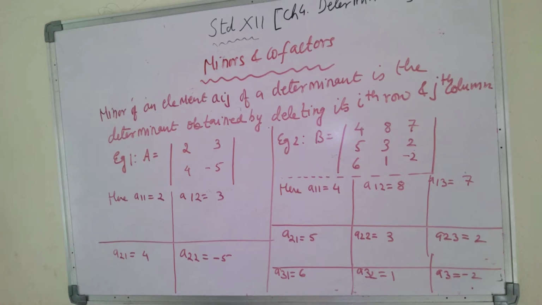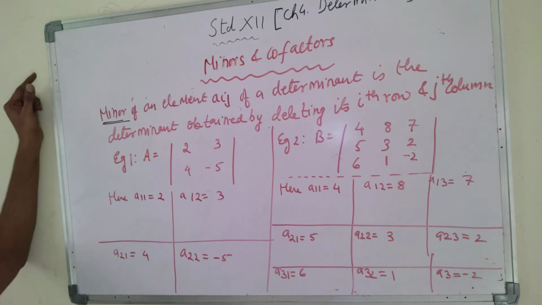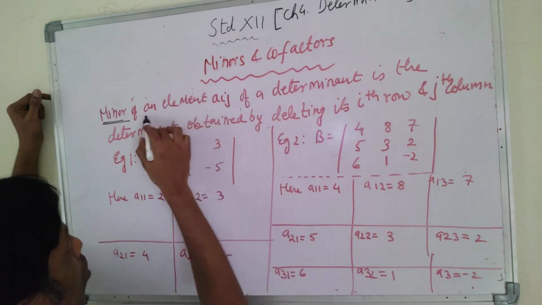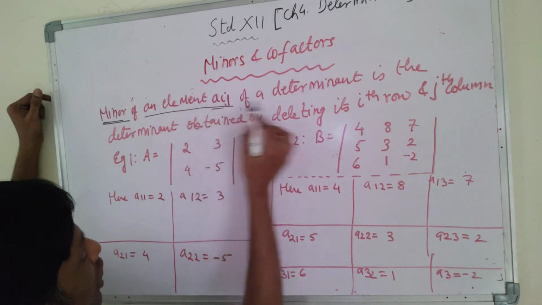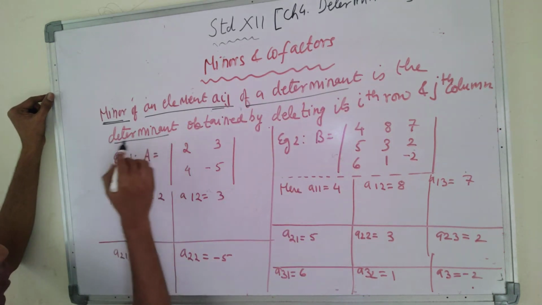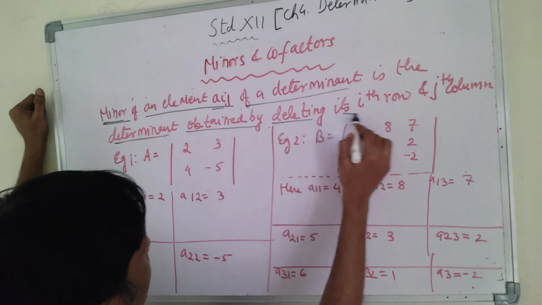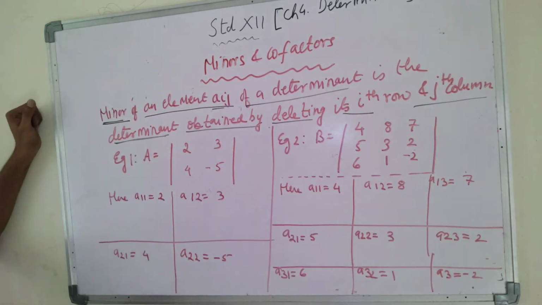Our next topic is the minors and cofactors of the determinant. So let us see the definition one by one. Let us first define what we mean by the minor of the element aij of a determinant. Now the minor of an element aij of any determinant is, mark my words, a determinant obtained by deleting its ith row and jth column.